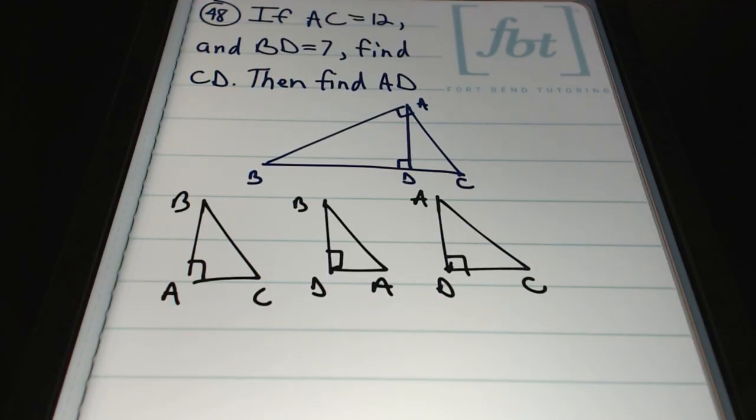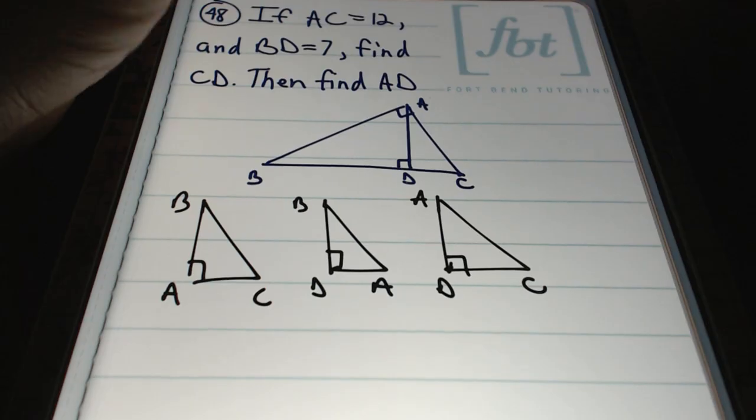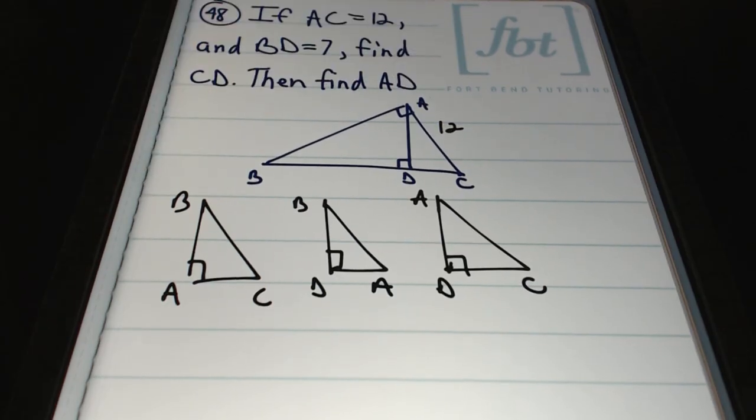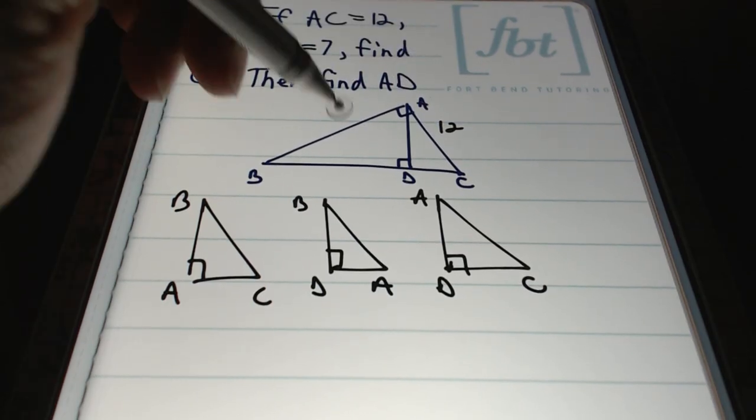That's right. Made up by Mr. Witt. First time you're seeing it. Papa Bear, Mama Bear, Baby Bear. There you go. So check it out, guys. They already told us that AC is equivalent to 12, whereas BD is equivalent to 7.